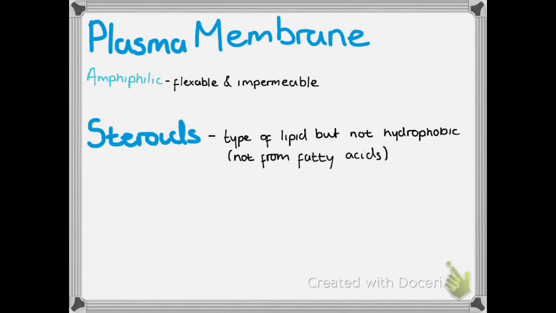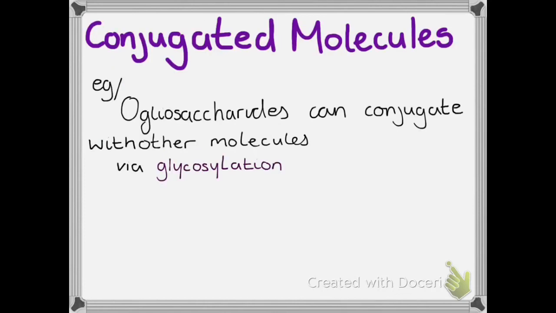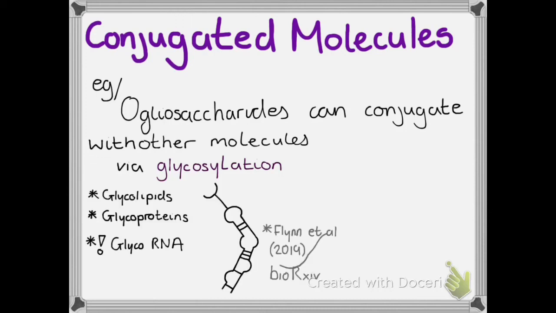And we've addressed each of these macromolecules as individuals, but they can actually conjugate with each other. So for example, you have oligosaccharides, which can conjugate with other molecules. We have glycolipids, which are a lipid and a carbohydrate. You have glycoproteins, which are a protein and a carbohydrate. And there's also recently been a study on glycoRNA, so it's a conjugated molecule of RNA. I've actually just put the title of the paper there if you want to go and have a look. It's really cool.